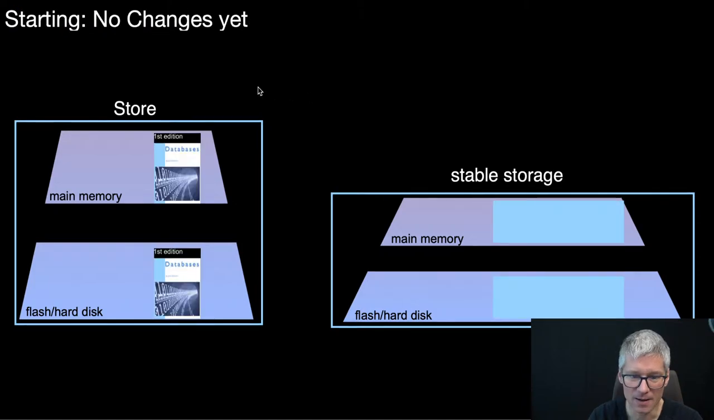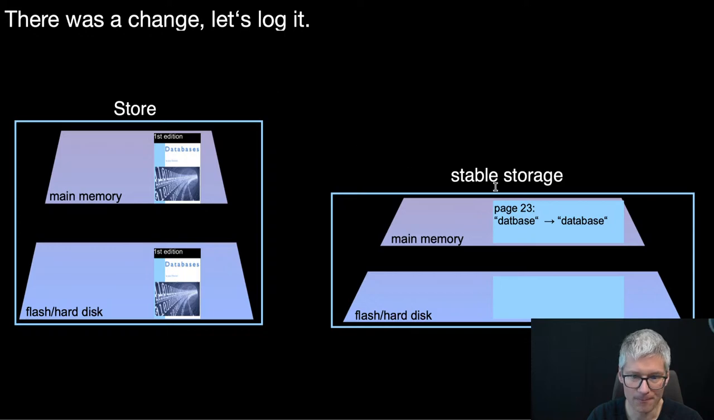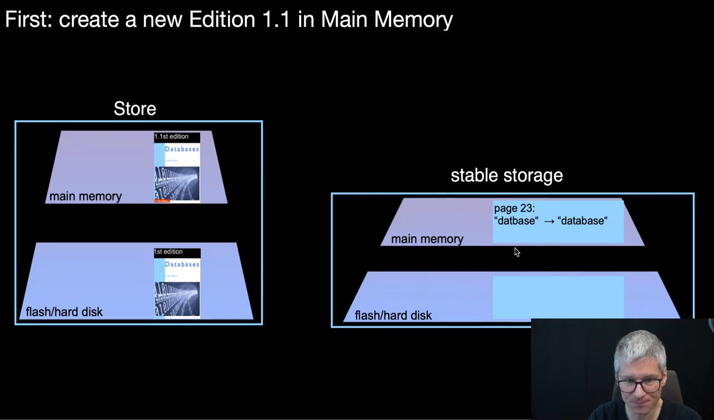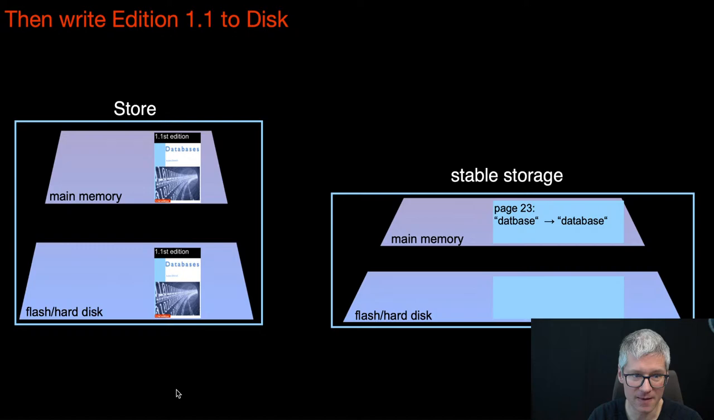Again, same scenario. We start by creating this entry in main memory. Now we also change it here in the database store. And now we write it to the store. This is violating the write-ahead logging protocol because here I'm violating that it first must be persisted. The log must be persisted first, rather than overwriting it in the store. So that's violating the write-ahead logging protocol.